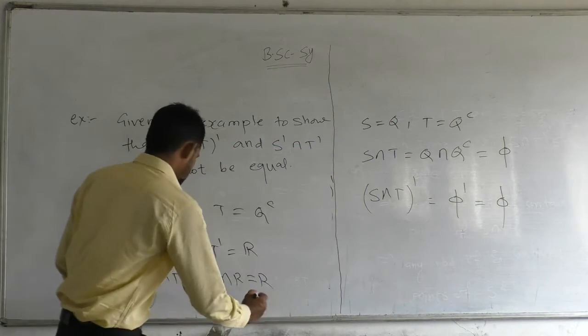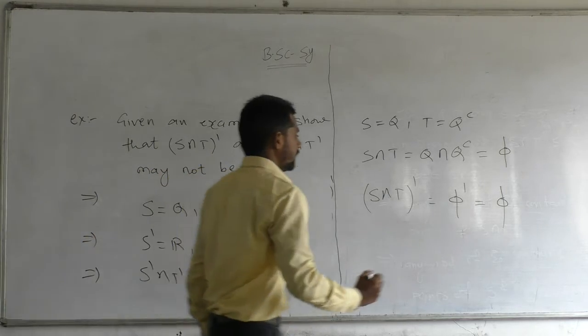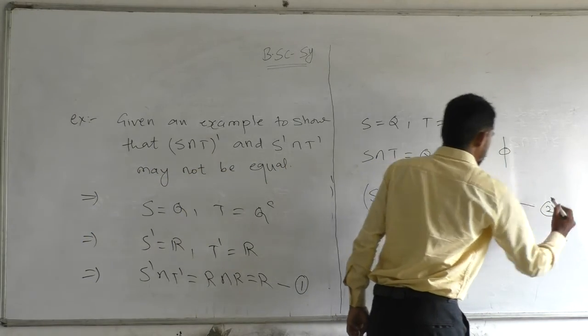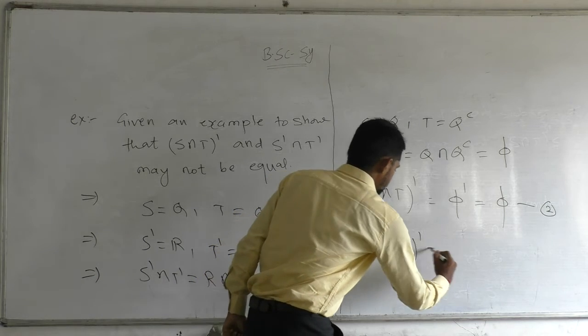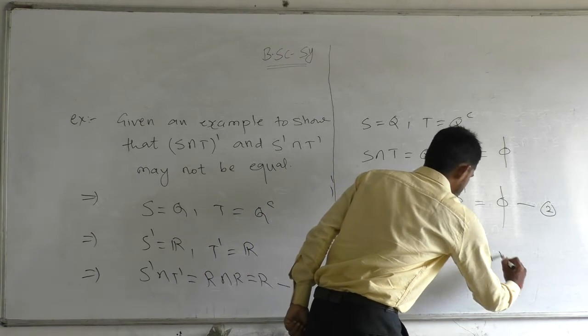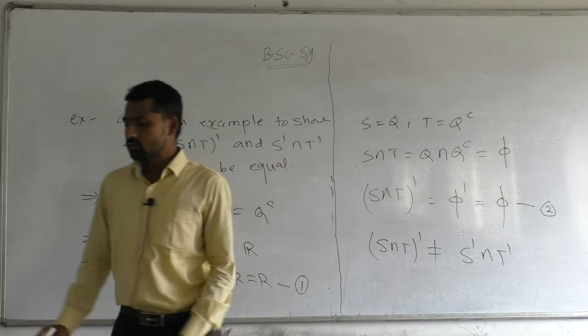So from 1 and 2 we can say that S dash intersection T dash is not equal to derived set of S intersection T.